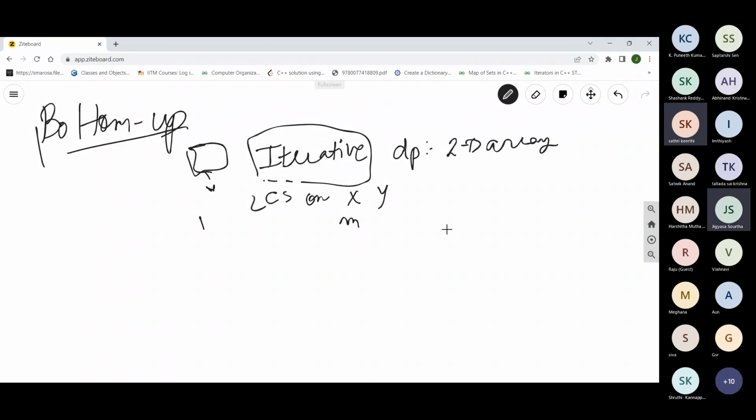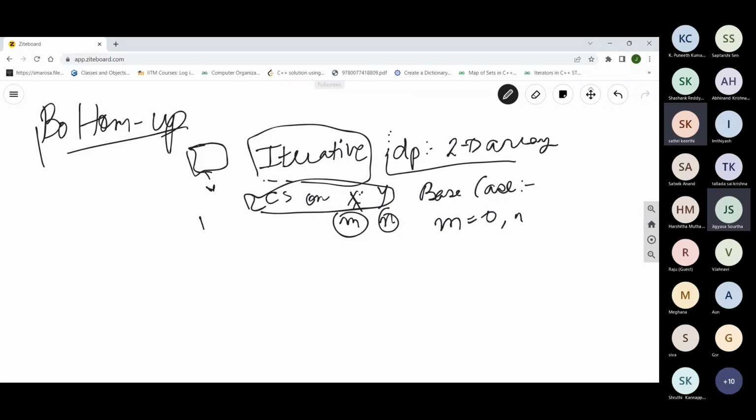Thanks, Anna. Yeah. So we are saying that for finding the longest common subsequence of X and Y, you need the lengths of X and Y, that is M and N, and that's why you need a two-dimensional array. When you want to fill the 2D array table, the matrix of the DP, you start with the base case. As the base case stated earlier, either M is equal to 0 or N is equal to 0, because the DP for that particular state will be 0.